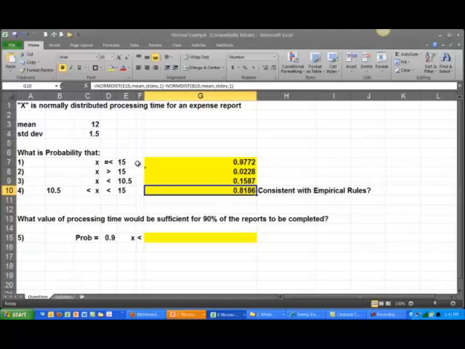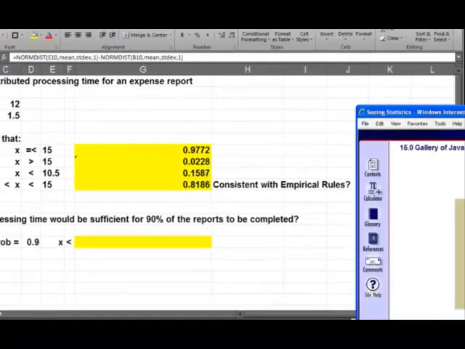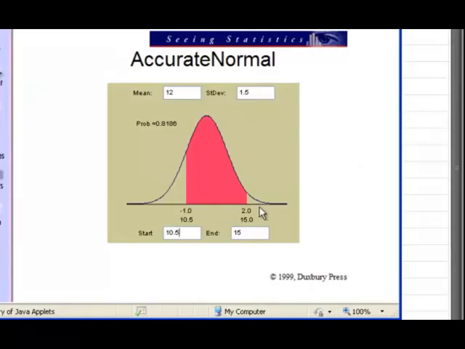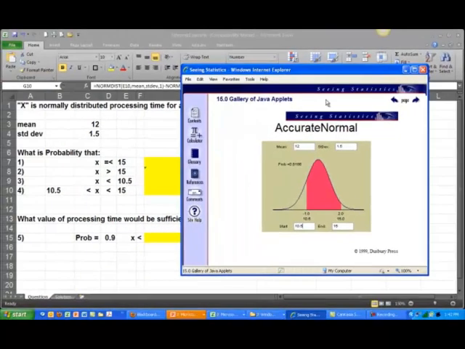So 15 had a z-value of 2, because it's 2 standard deviations above the mean. I'll actually show you on the graph, because they showed you here both the z-value as well as the actual x value. 10.5 is 1.5 minutes below the mean of 12, which is exactly 1 standard deviation below the mean, so it has a z-value of -1.